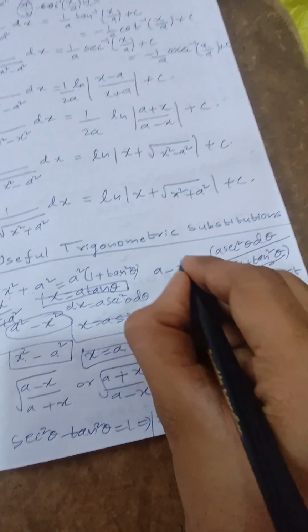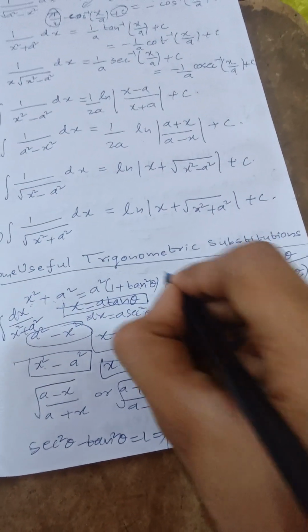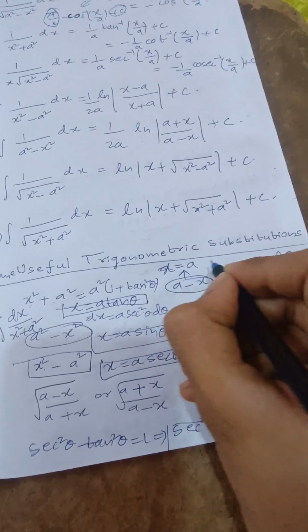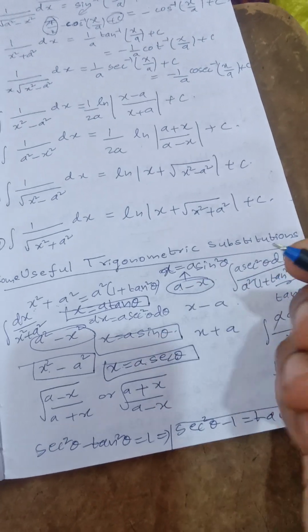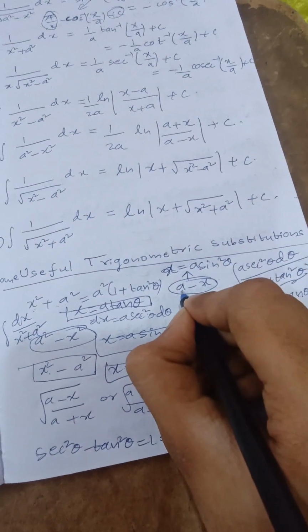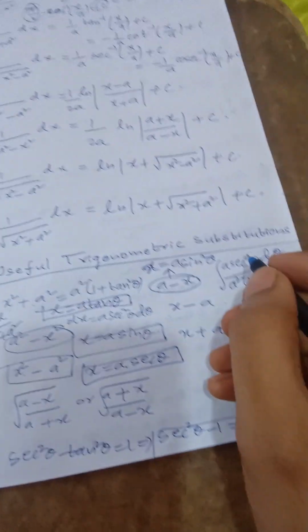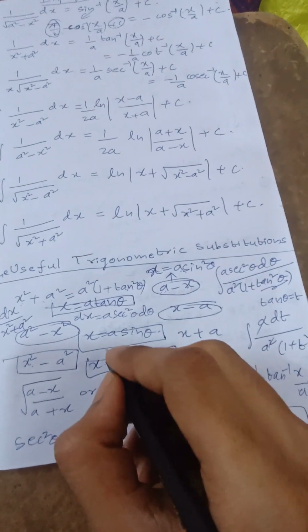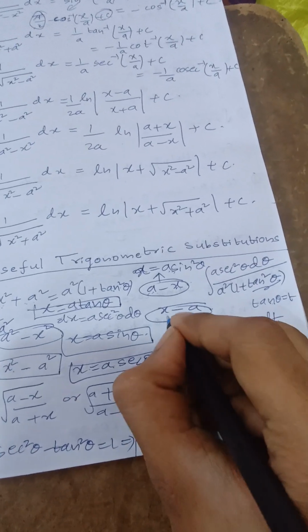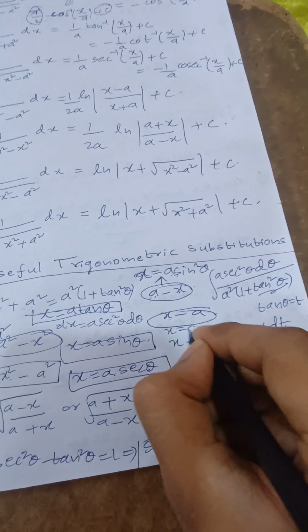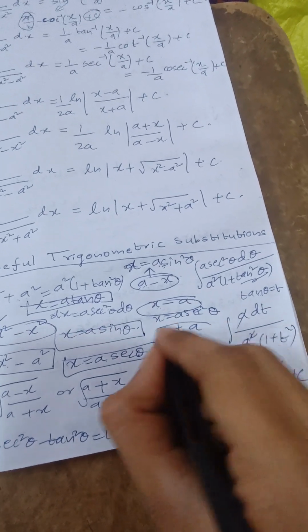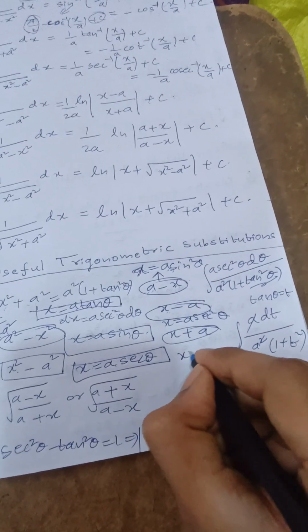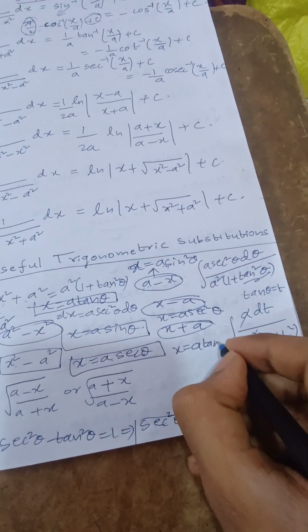So basically, if you see a minus x, then we have to put x is nothing but a sine square theta, because if you put a sine theta, there is no use. If you put a sine square theta, we can take a common, and it will become a of 1 minus sine square theta. If you see x minus a, if we put x is equal to a secant square theta, we'll get a times secant square theta minus 1. Now here, if we see x plus a, we have to put x equal to a tan square theta, because it will become a of 1 plus tan square theta.